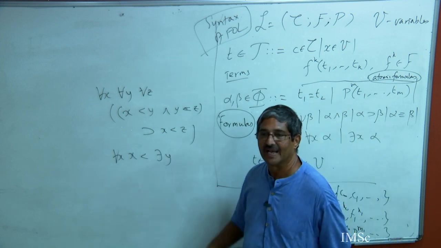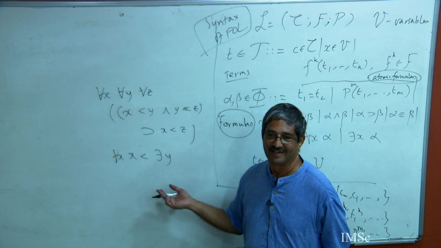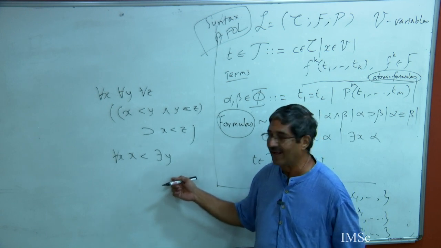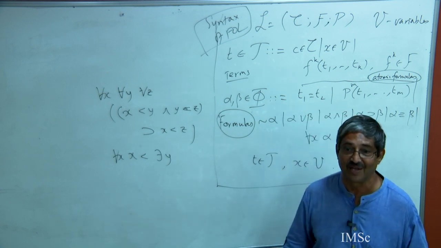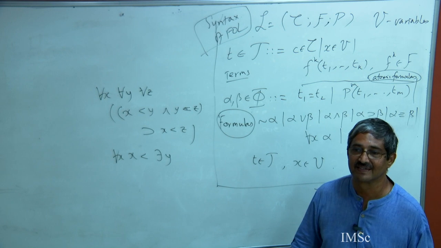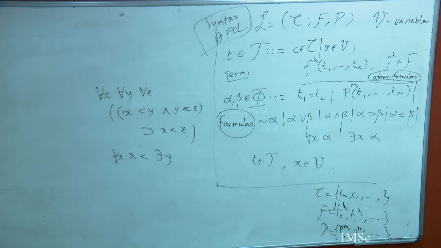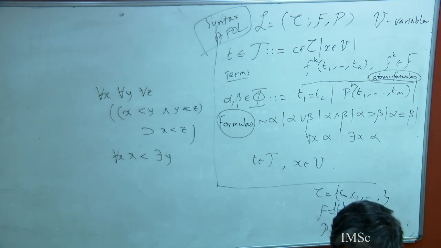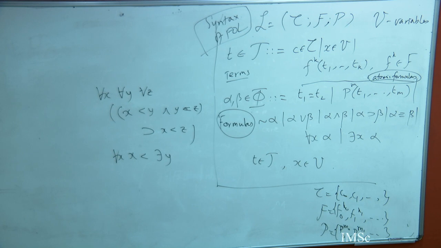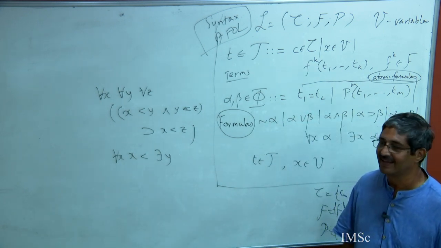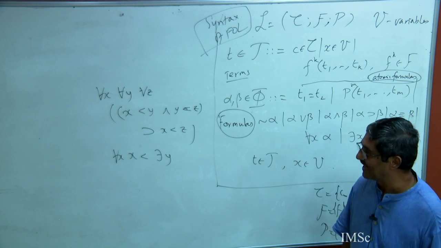For all x, x less than there exists y. It doesn't look like a formula, right? But how do you argue that this is not a formula? Well, it doesn't belong to our set. Yes, but that's what you're claiming. Let's have a proof that it doesn't belong to the set of formulas. There exists y seems incomplete. Ananya says there exists y seems incomplete. Incomplete how? There should be a statement that should follow there exists.